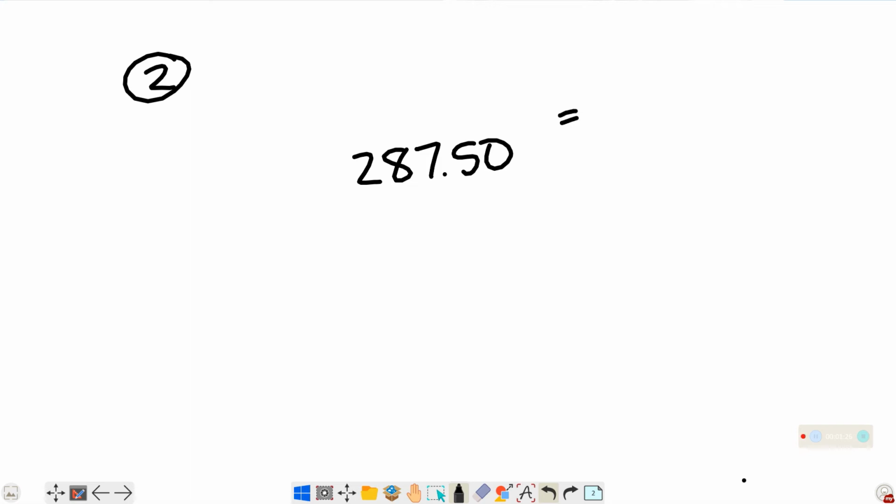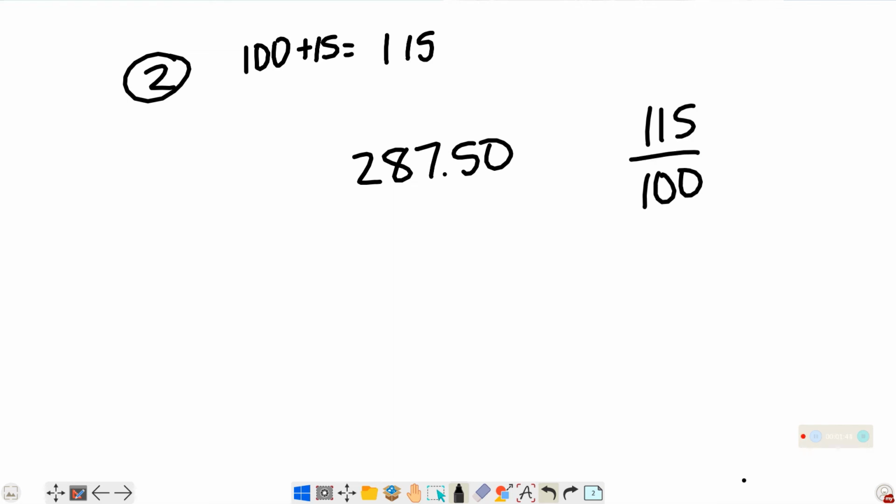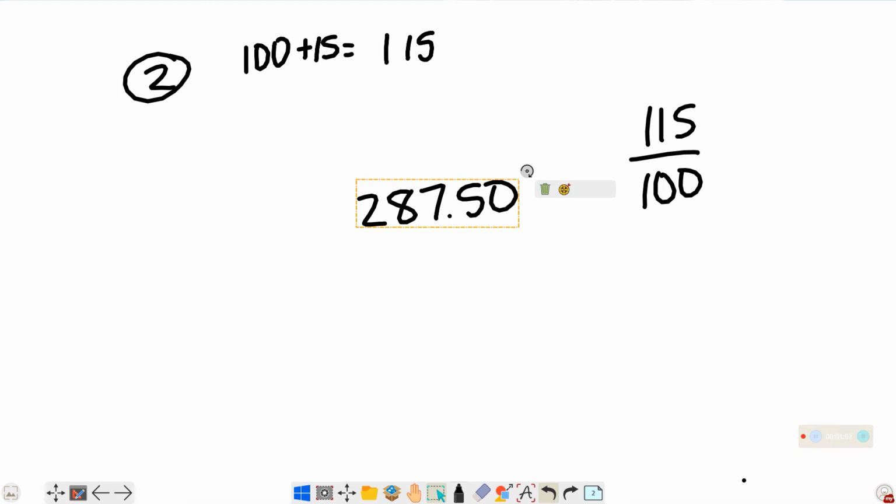So if it's a percent increase, we need to add 100 and the 15 because it increased. So we're going to use 115 as our percent. So we want 115 as our percent out of 100. But now we have to determine if the 287.50 is going to go on the top of our fraction or on the bottom of our fraction.